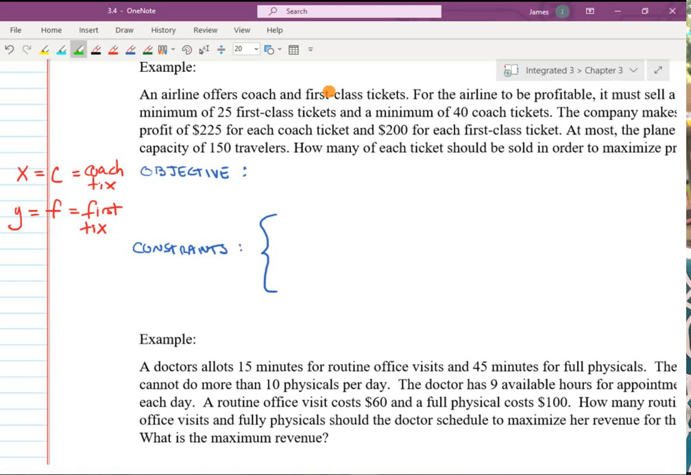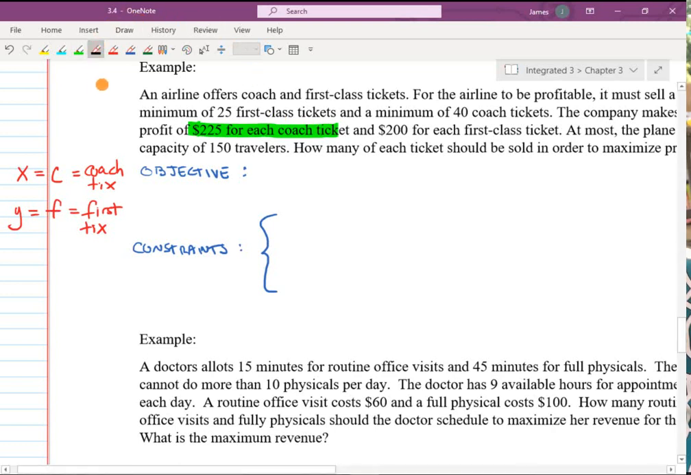Maybe they know what their costs are for this airline. They know the costs for pilot wages, for maintenance, and all that kind of stuff, and have worked that out and figured out, even with all those costs, we're still making $225 for a coach ticket, $200 for a first class. But the amount that I'm making off of every coach ticket is $225.